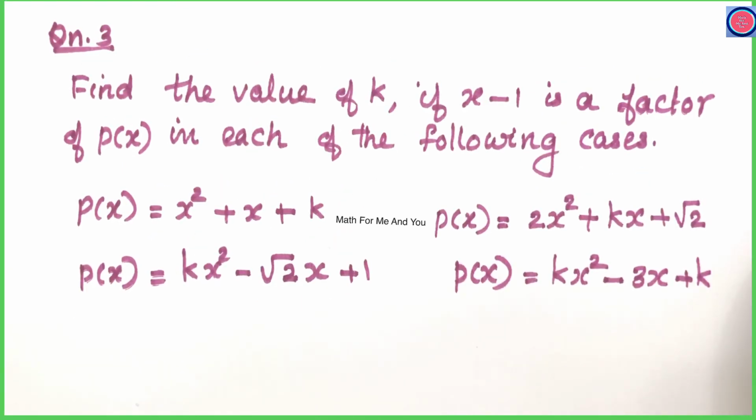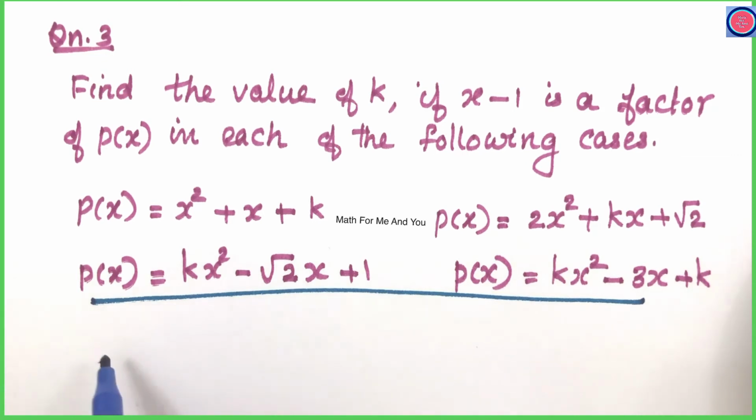Question 3 is, find the value of k if x minus 1 is a factor of p of x in each of the following cases. We can see here 4 polynomials given, and there is an unknown value k. We have to calculate the value of k. Also, it's given x minus 1 is a factor.